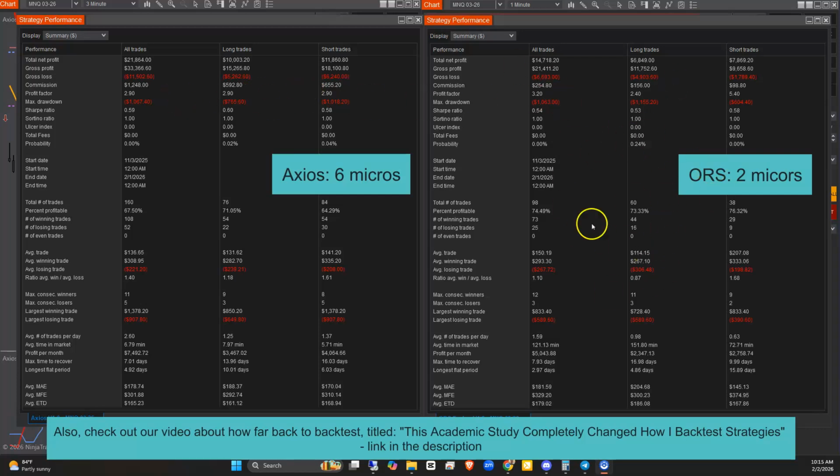Over here on the right is ORS, over here on the left is Axios. Some people might prefer ORS with these settings because the profit factor is a little bit higher and there are fewer trades, but some people might like Axios because there are more trades, and don't really care that the profit factor isn't quite as high because the equity curve, or the profits, are higher.